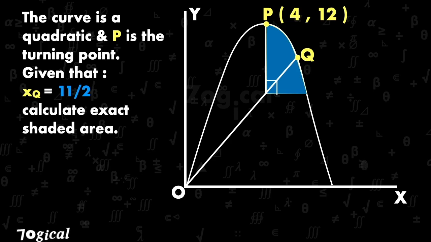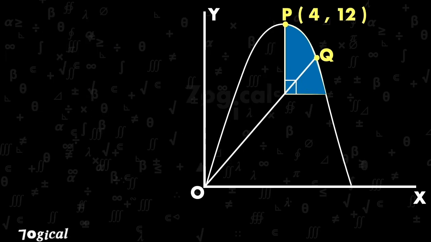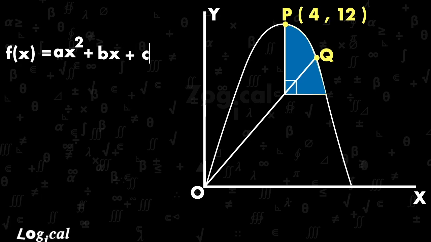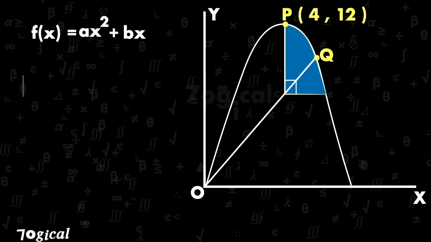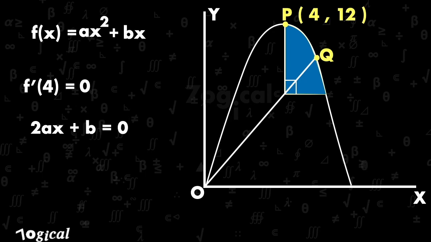Now the concept is, let us assume the quadratic function be f of x is equal to ax square plus bx plus c, but it is passing through the origin, so c will be equal to 0. Then f of x will be ax square plus bx. P is the turning point, so the slope f dash 4 will be 0. If we differentiate the function, it becomes 2ax plus b equals 0.